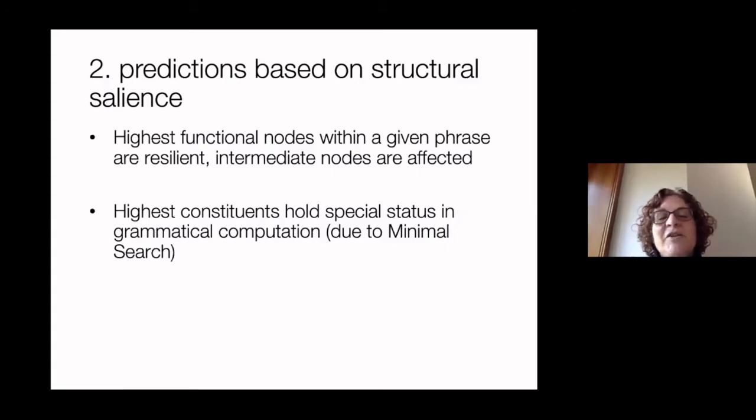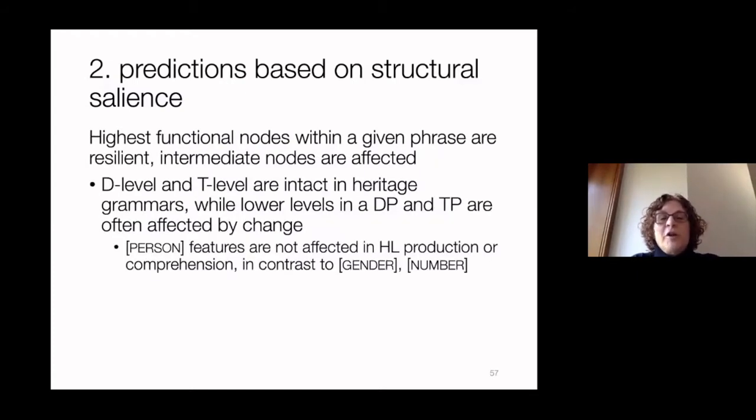We also see that the highest constituents hold special status in grammatical computation, possibly due to many reasons. So let me give you some examples. We find that D level and T level in heritage grammars are quite intact, whereas lower levels within the DP and the clause are generally affected by change. In comprehension, if you give heritage speakers any mismatches in person features, they generally react to them just as baseline speakers. They're very sensitive to that, as opposed to mismatches in gender and number, of which heritage speakers are much more accepting than baseline speakers.